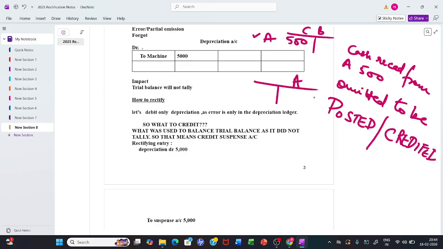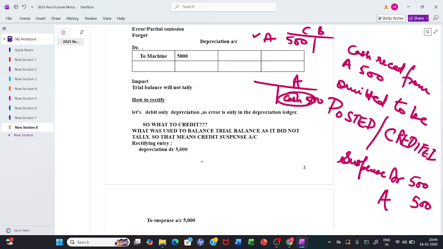A should be credited. Posting is also required only in A because this is journal plus ledger. So here on credit side you have forgotten to write cash 500. So let's credit A now. But we cannot debit cash. Cash is already debited. We will not show that amount twice. So we take help from suspense account. Suspense debit, A credit 500. So this is the error of partial omission.